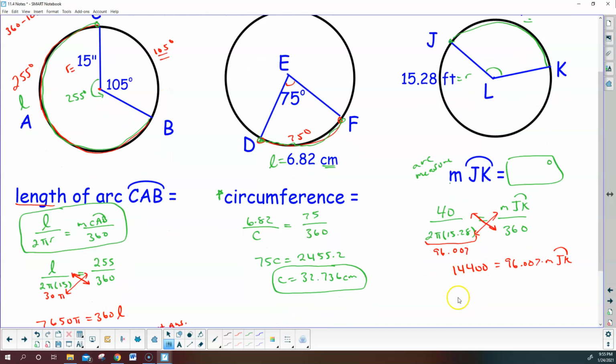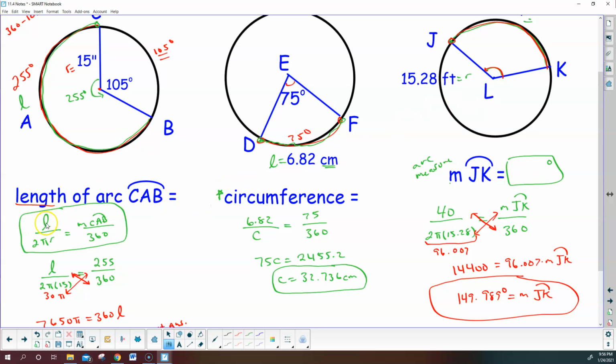And that will give me 149.989 degrees. And that is the measure of JK. So that's the central angle as well as the measure of this arc in degrees. Okay, so that's how we do arc length.